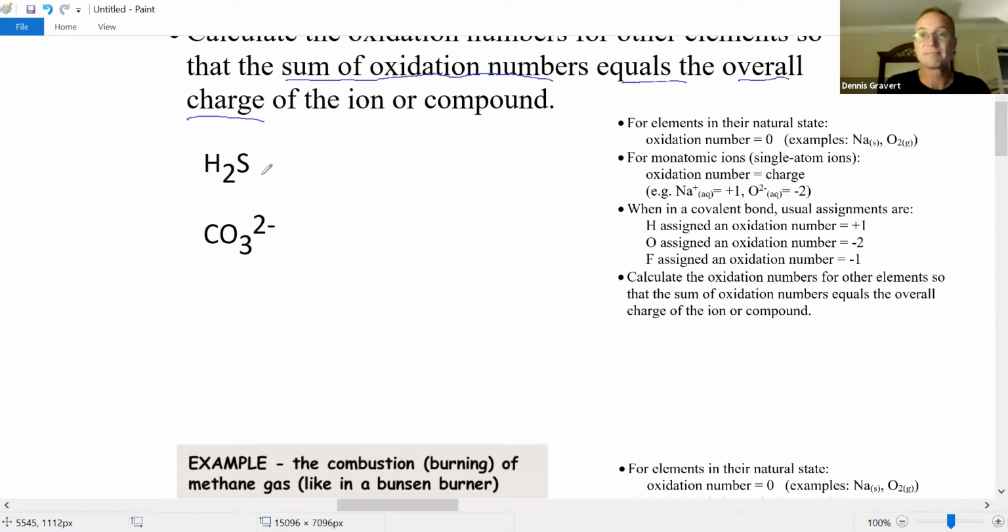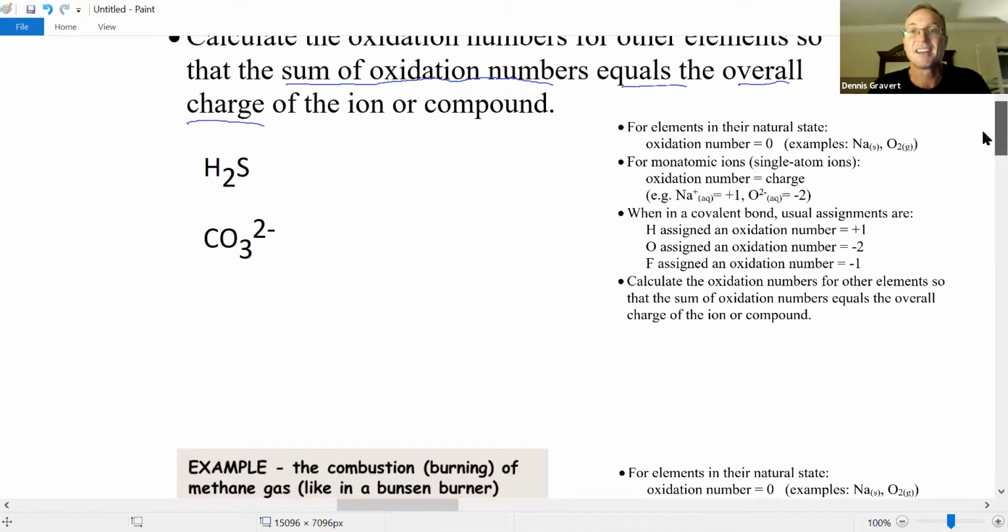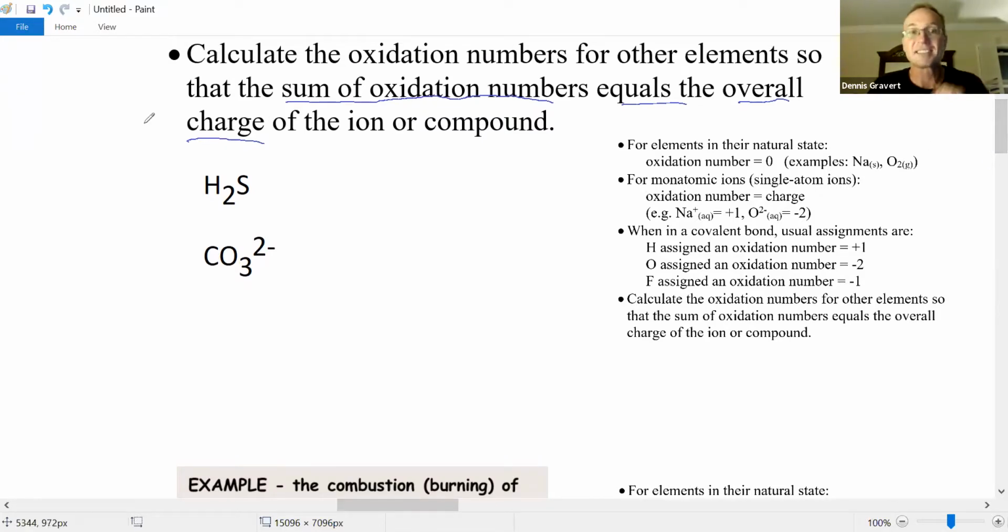No charges here, but we want to see if it can do an oxidation reduction reaction. So let's assign oxidation numbers to the atoms in H2S. Run through the rules. Do we have anybody in their natural state? No. There's two elements attached together. That's not natural, not straight from the periodic table. We just need a single element out there. Is it a monatomic atom? No, we just said there's two atoms, not one. It's not a single atom ion.